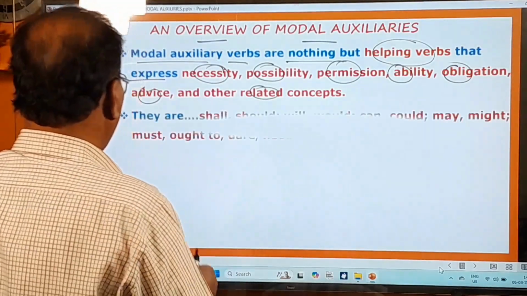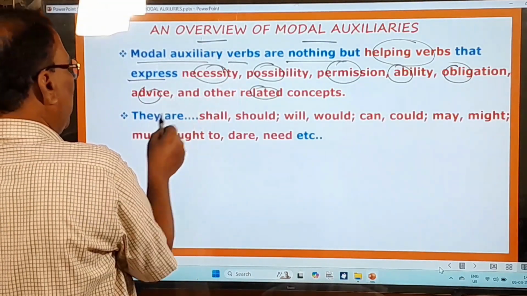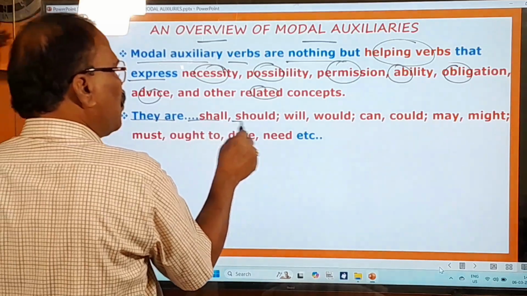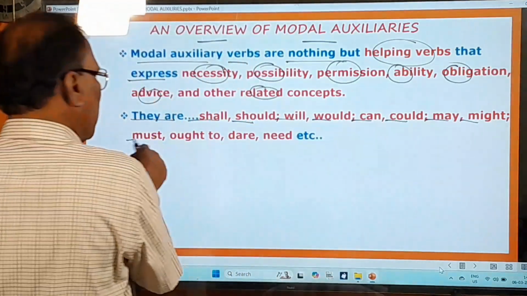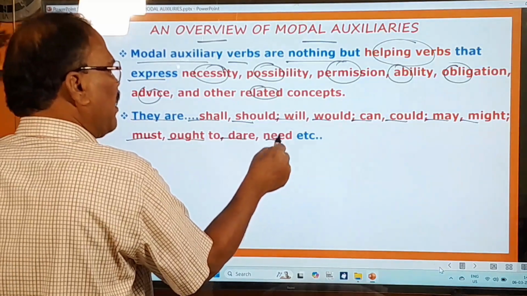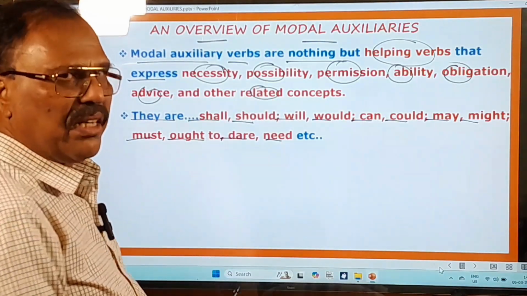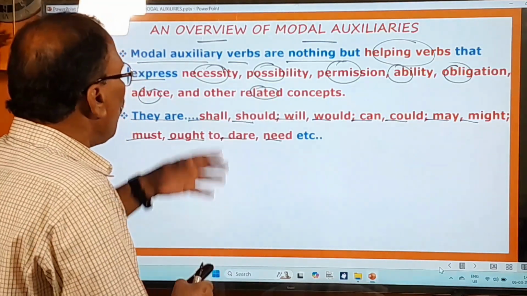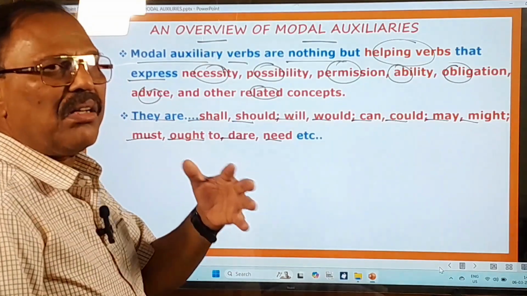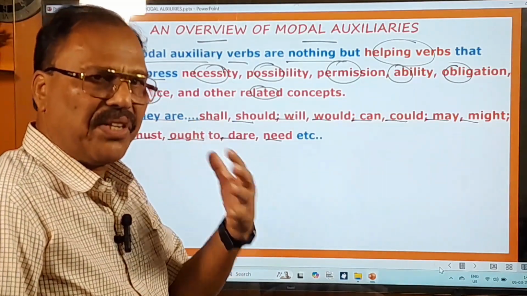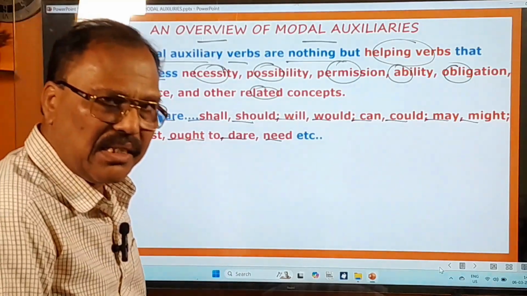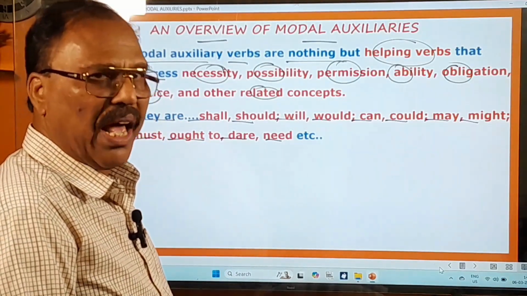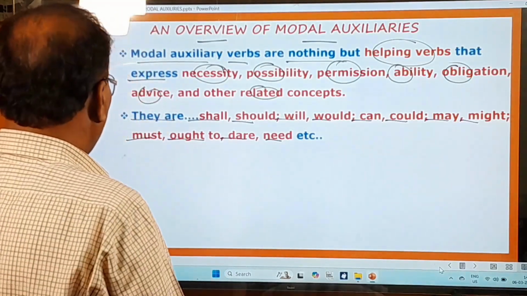And here you pay attention. What are those modal auxiliary verbs? They are shall, should, will, would, can, could, may, might, must, ought to, dare, need. These are the modal auxiliary verbs, and they have certain characteristic features. Let us learn about those characteristic features of these modal auxiliary verbs. What are they? Here you pay attention.